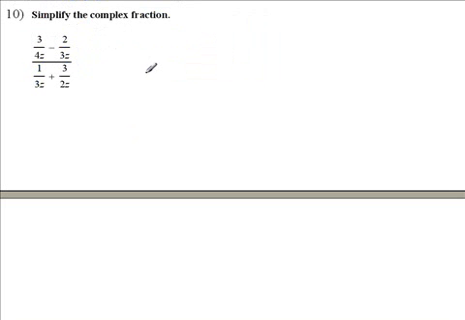In number 10, they're claiming it's complex. They want us to simplify it. I'm going to multiply everything by the LCD of all these little denominators right here. I know I need a z. I also have to get work in a 2, a 3, and a 4. I think 12z will work for that. So I'm going to multiply every fraction by 12z over 1.